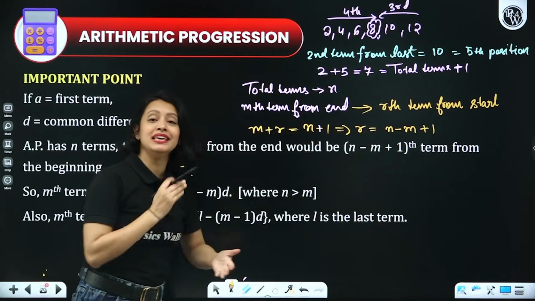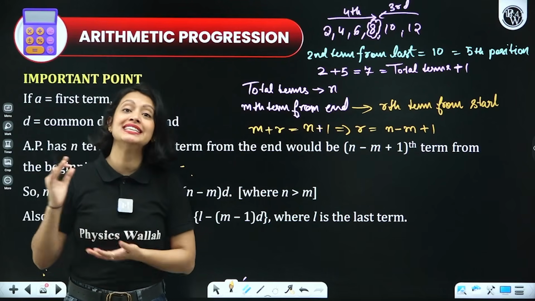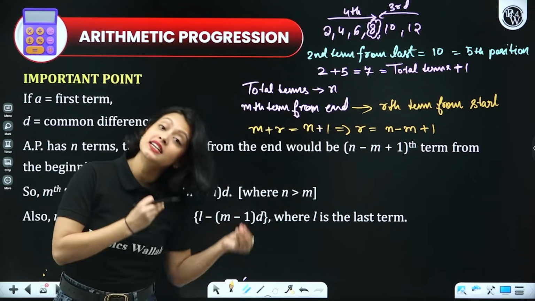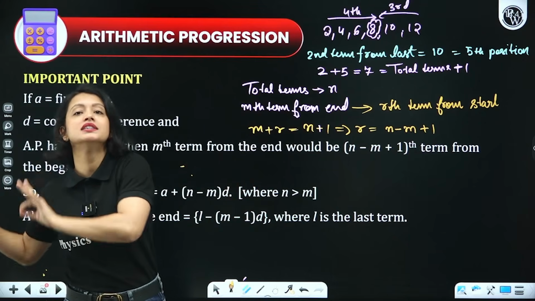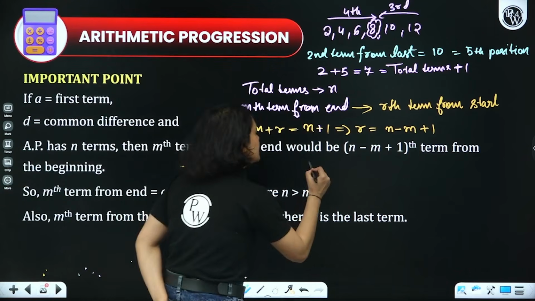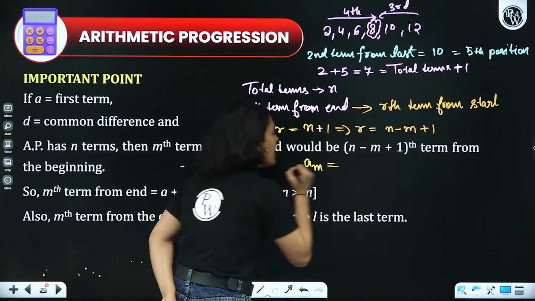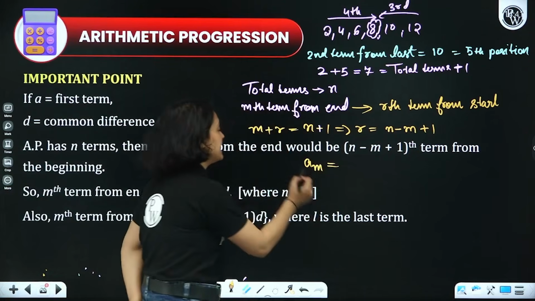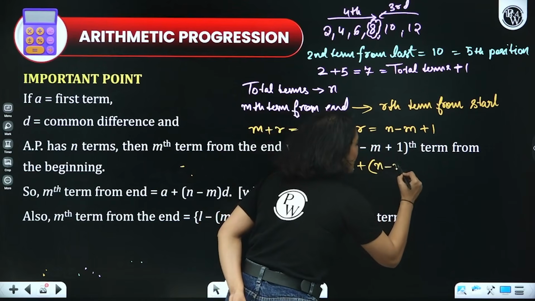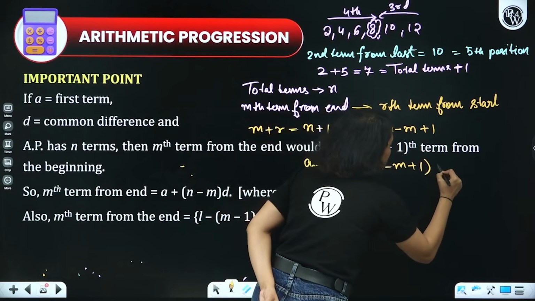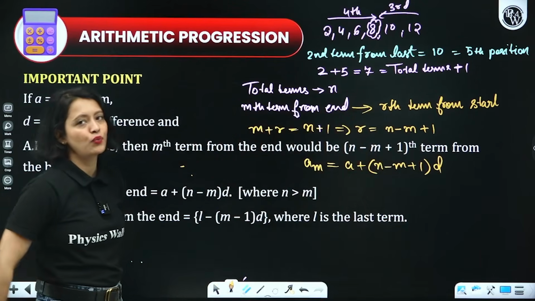So that means that any term whose position is m from the end, that term's position from the beginning would be n minus m plus 1. So the value of that term, that is a_m, would be a plus, now what is the position? The position is (n minus m plus 1) into d. This is how we get it.